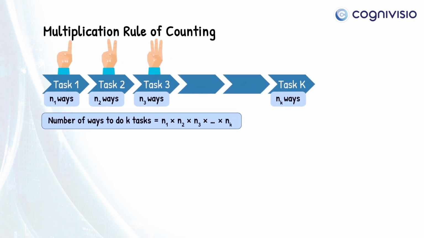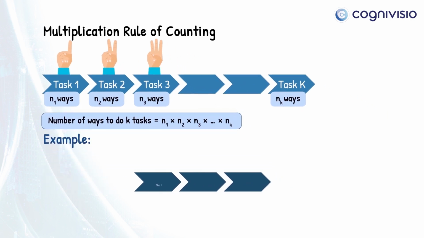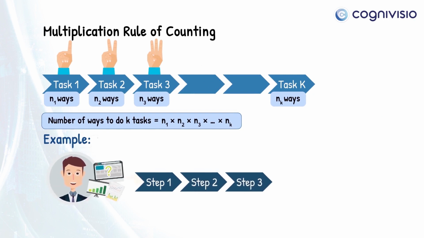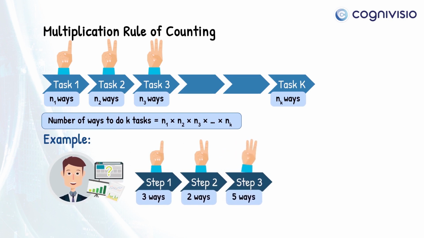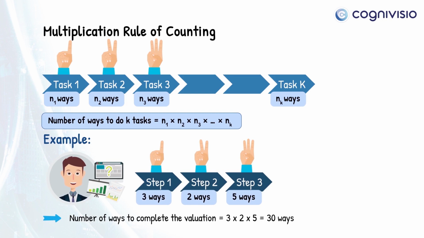For example, suppose we have 3 steps to value a certain company. The first step can be done in 3 ways, the second in 2 ways, and the third in 5 ways. Therefore, the full valuation can be done in 3 times 2 times 5, which is equal to 30 ways.